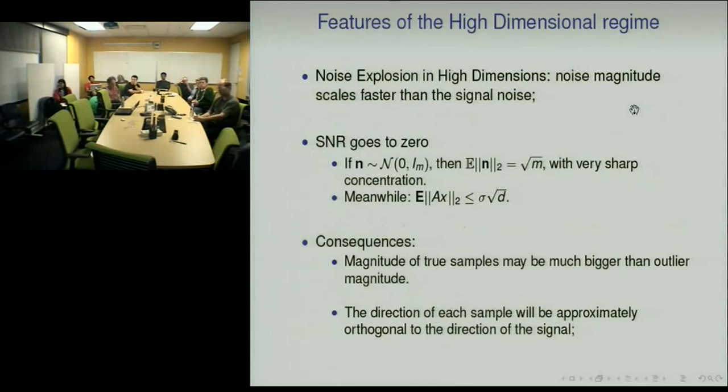So what it means is that the samples may have much bigger magnitude than the outliers. The outliers are not big anymore. It also means that the noise is going to drown the signal. So the direction of each sample is going to be approximately orthogonal to the direction of the signal, and all the samples are going to be approximately orthogonal to each other.